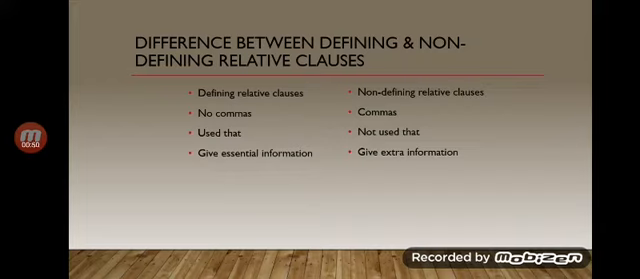In non-defining relative clauses, there are commas to separate between the clauses or the sentences, and you have not to use that at all. You cannot use that in non-defining relative clauses. We are going to use only who, which, where, when, and whose. And of course, in non-defining relative clauses, it gives extra information. It means that you can omit this information if you want.